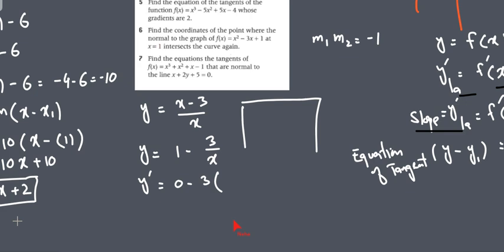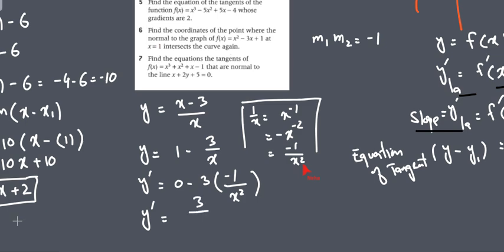I can write 1 over x as x raised to the power of negative 1. So when I apply its derivative, negative 1 will come in the beginning and x will be raised to the power of negative 2. So it is negative 1 over x squared. Sorry. Okay, so it's negative 1 over x squared. Got it? So y prime will become negative and negative, and they both will multiply. I will get 3 over x squared. Is it clear?